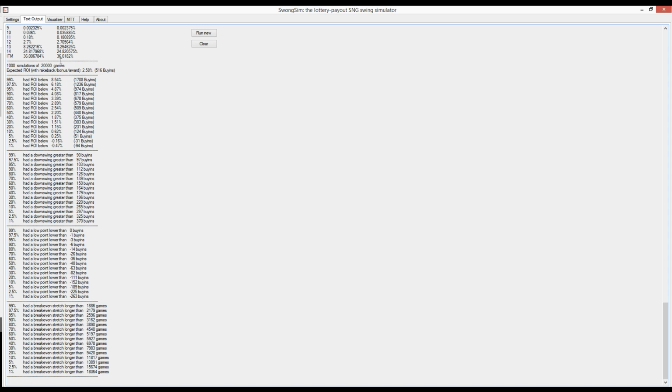So we can see here, this is 20,000 games. This is the spread in ROIs. So 30% of players had an ROI below 1.51%. So that's 1% lower than their real ROI. And 30% of players had ROI above 2.89. So again, that means 30% of players were above EV by a pretty large margin.